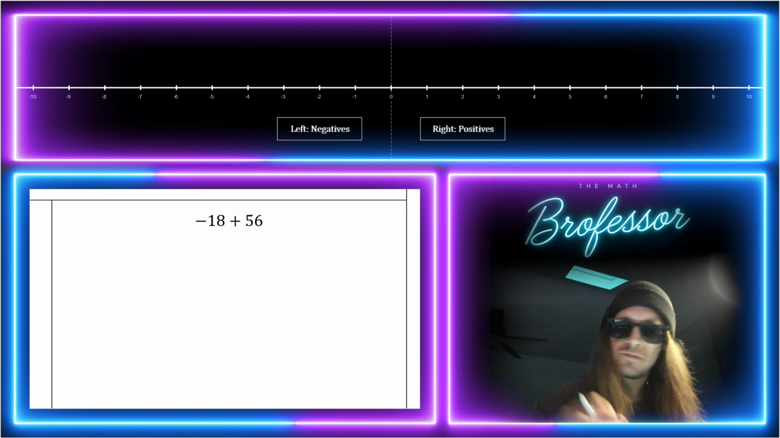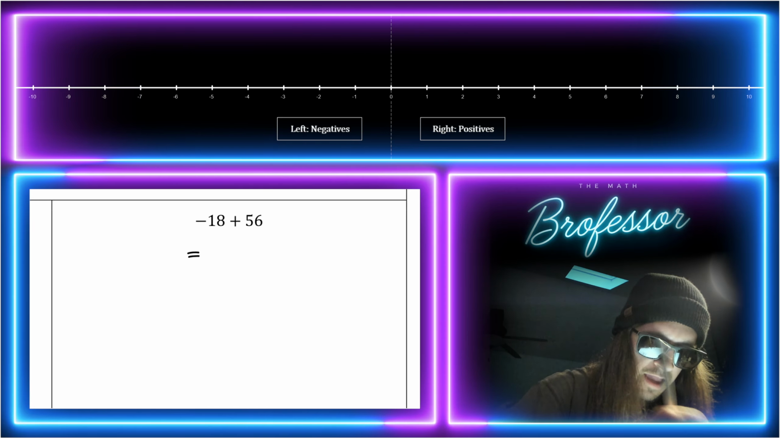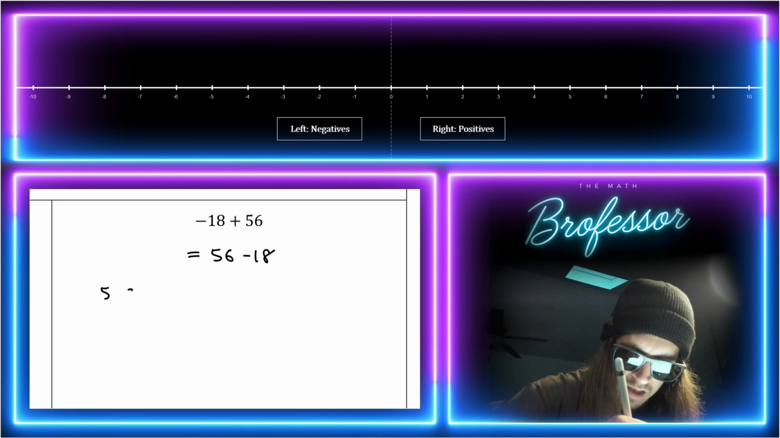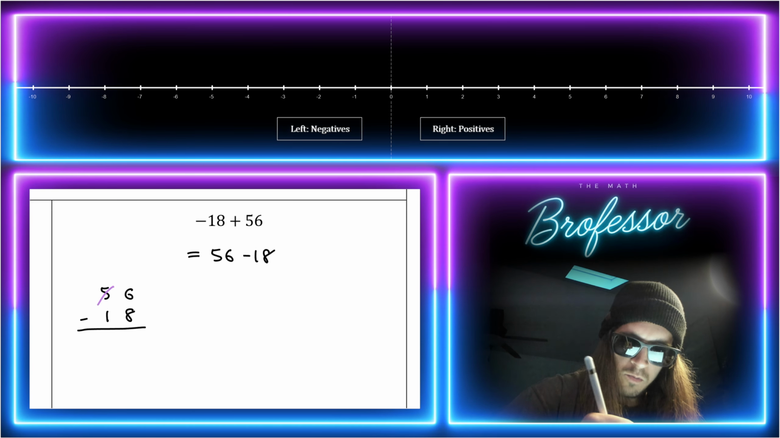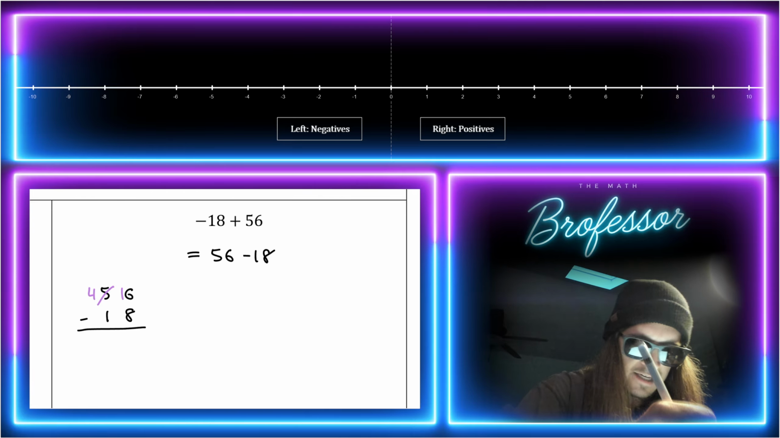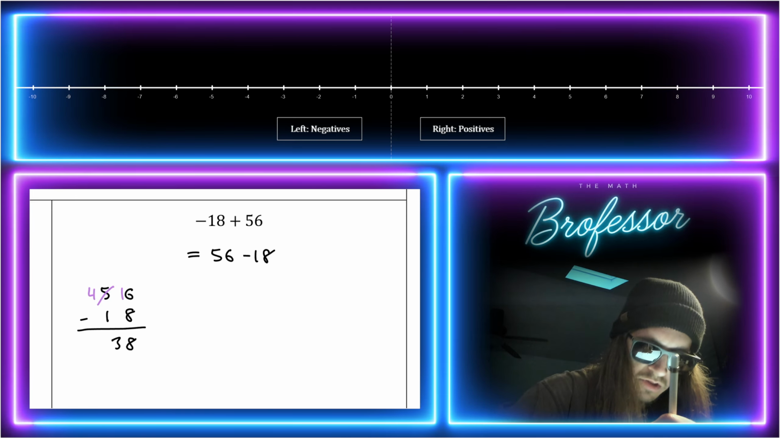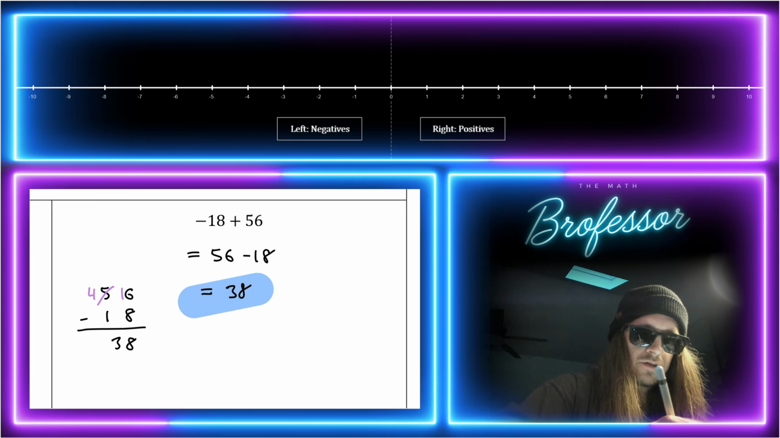So, what I'm trying to teach you right here is that negative 18 plus 56 is the same thing as 56 minus 18. So we can do this by hand. 56 minus 18. Borrow 1. 16 minus 8 is 8, and 4 minus 1 is 3. So this is 38. It's not negative 38, just 38.